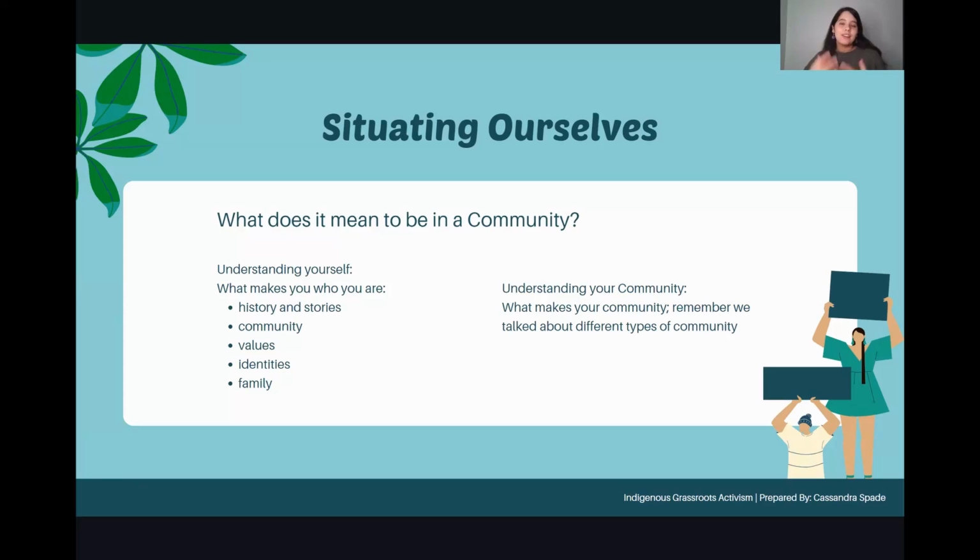And so in understanding ourselves, it's one and the same in understanding our communities, understanding that we are made up of histories and stories and values, different identities, the many, many identities, our families, and so on. And the same is said for our community. So once we recognize that our community is part of us and we are part of our community through interconnectedness, we remember that situating ourselves is always honoring the places where we come from and really recognizing the power of place and the power of self in our communities.